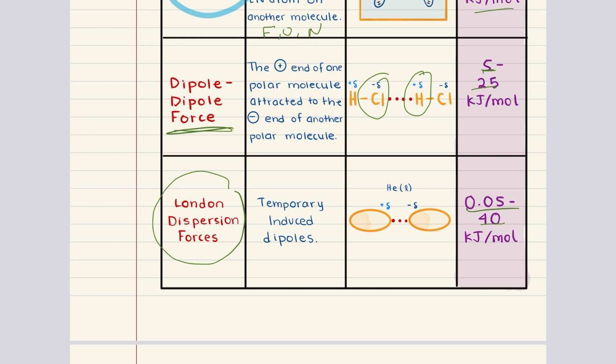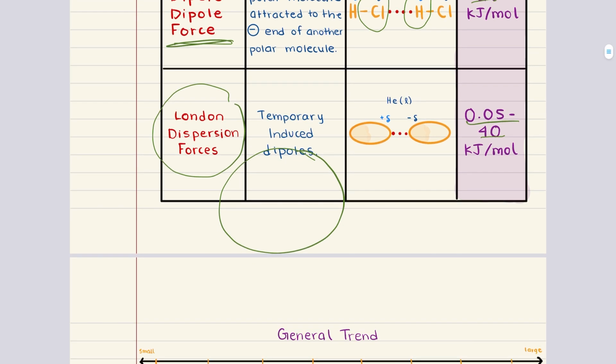Now, something important to note is that London dispersion force strength increases with molecular size because larger molecules have more electrons, making their electron clouds more polarizable, and increasing the chances of forming stronger temporary dipoles.